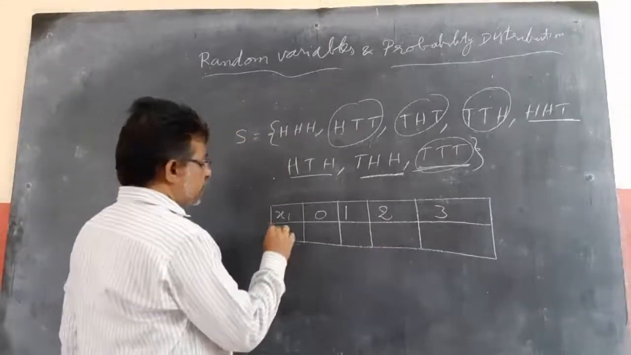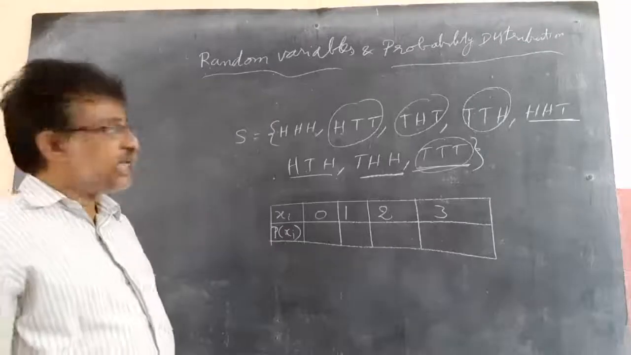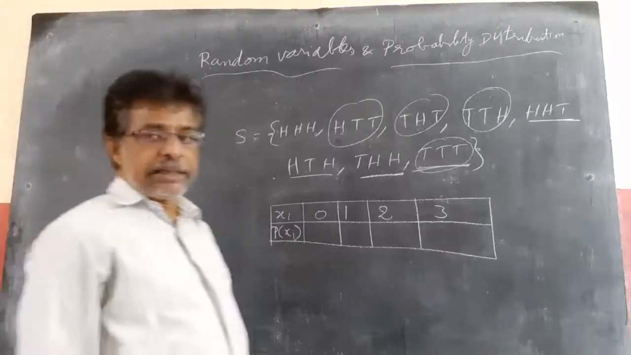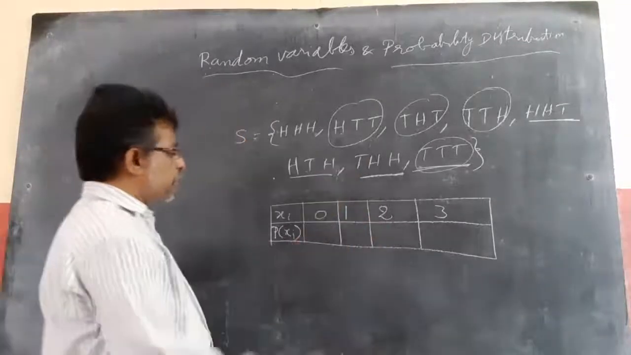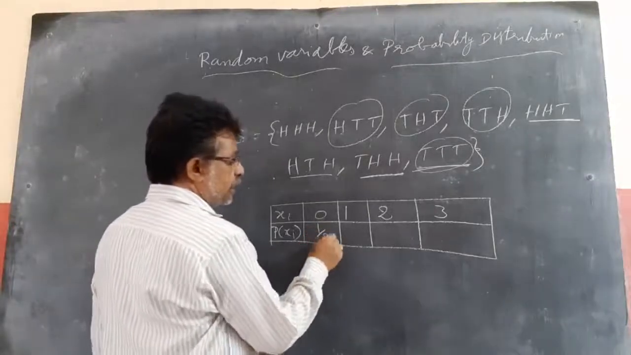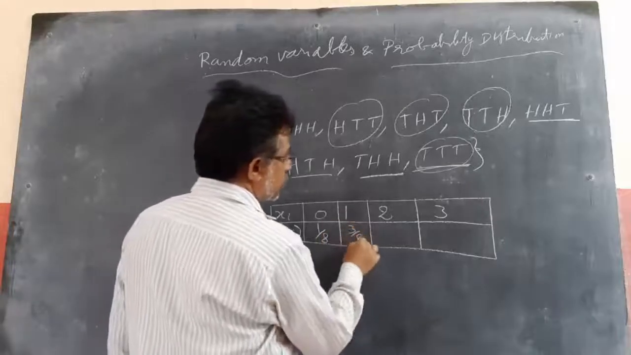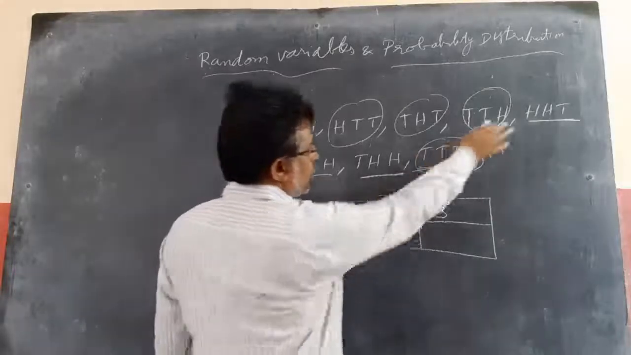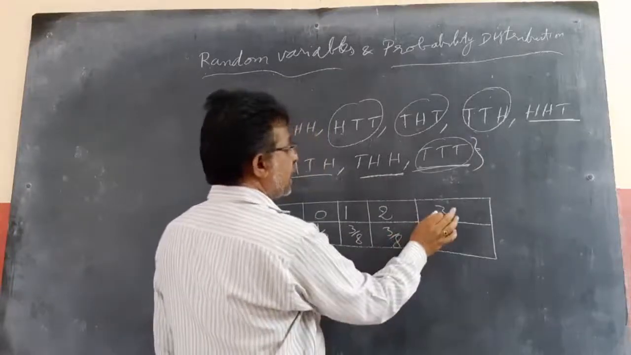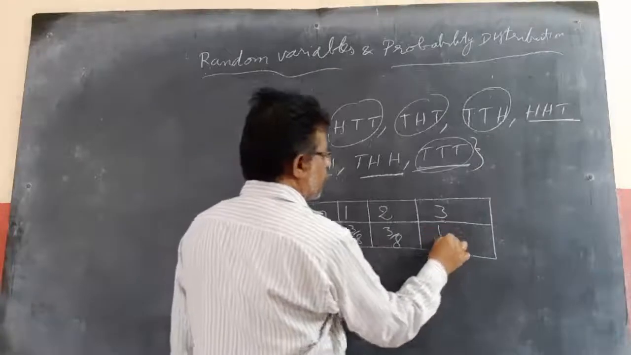Now the probability of this random variable is called P of xi, the probability distribution. How can I distribute this probability? The probability of getting 0 heads is 1 by 8. Getting 1 head is 3 by 8. Getting 2 heads is 3 by 8. And getting 3 heads is only 1 by 8.